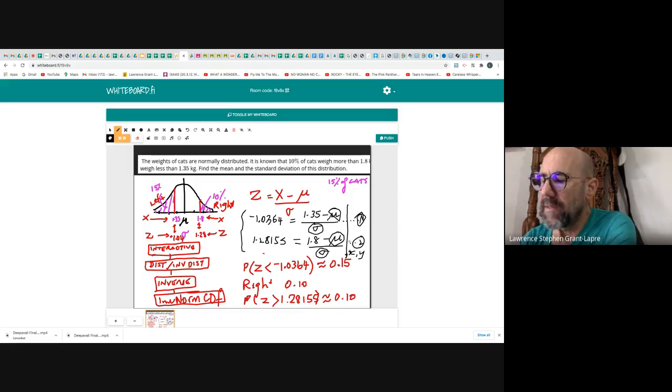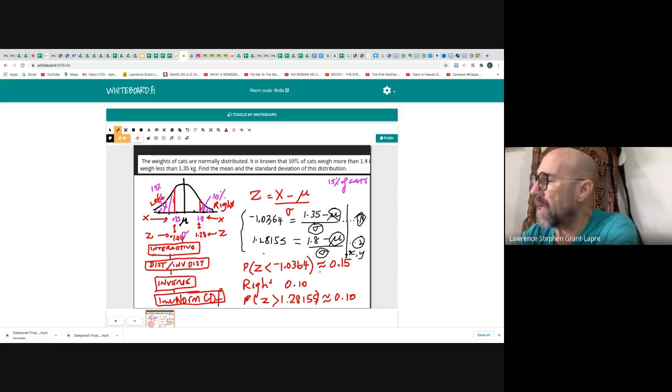So here we go, the keyboard. First equation: negative 1.0364 equals X minus 1.35, wait, 1.35 minus X, over Y. The second equation: positive 1.28155 equals 1.8 minus our mean, X, over Y. Now put X, comma Y after the vertical line, and hit execute.